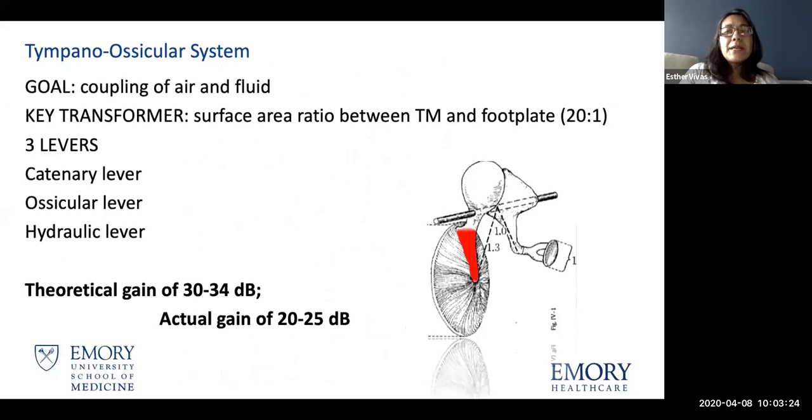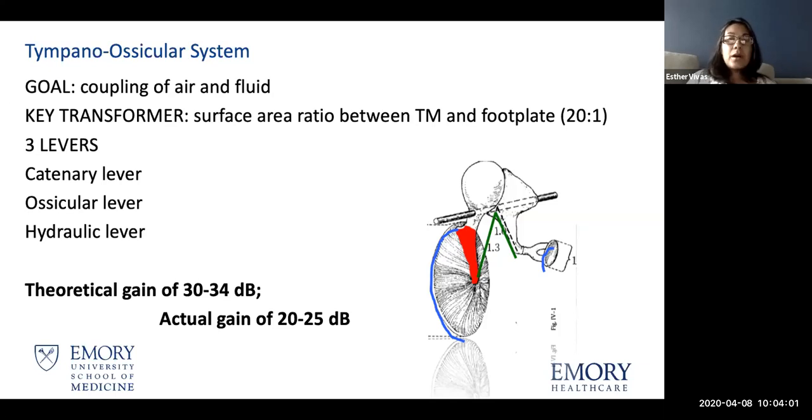So the point of the ossicular system is to couple air and fluid discrepancies and transport that mechanical energy. The energy is a result of transformers within the middle ear and the inner ear mechanism. So there are important things to remember. There is a surface area ratio between the tympanic membrane and the footplate that's about 20:1, and that helps transform energy in that regard.